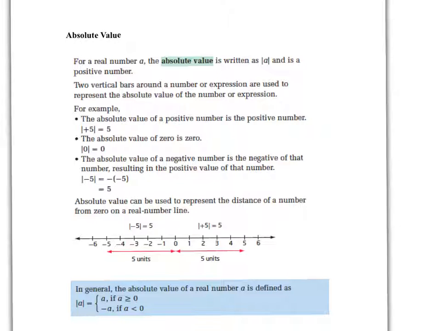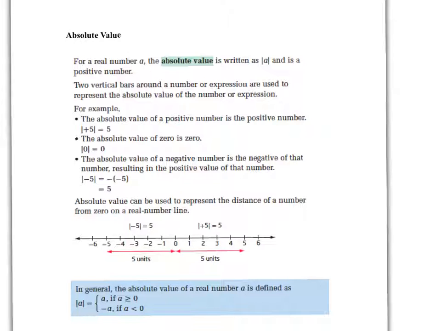The absolute value of a positive number is the positive number. The absolute value of a negative number is the positive number. Absolute value can be used to represent the distance of a number from 0 on a real number line. So if we think about those numbers negative 5 and 5, they have the same absolute value because they're the same distance from 0 on a number line.